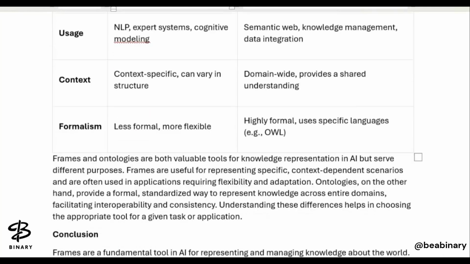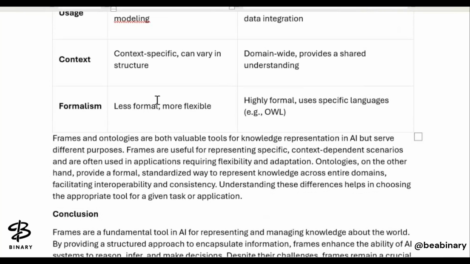Formalism: when we are talking about frames, they are less formal as compared to ontologies. So less formal, more flexible. And when we are talking about ontologies, they are a formal representation, using highly formal, specific languages, as we have talked about.